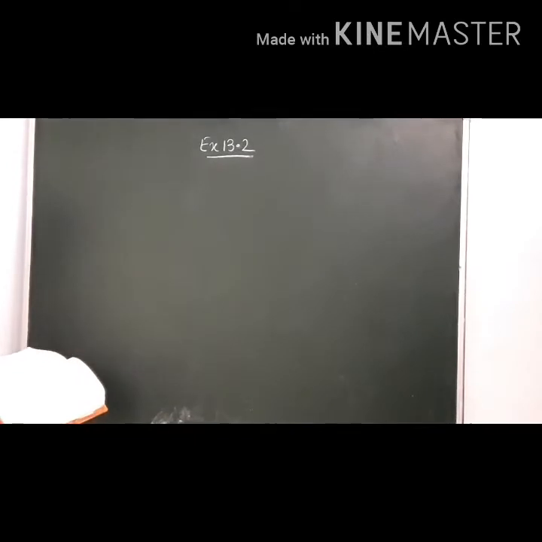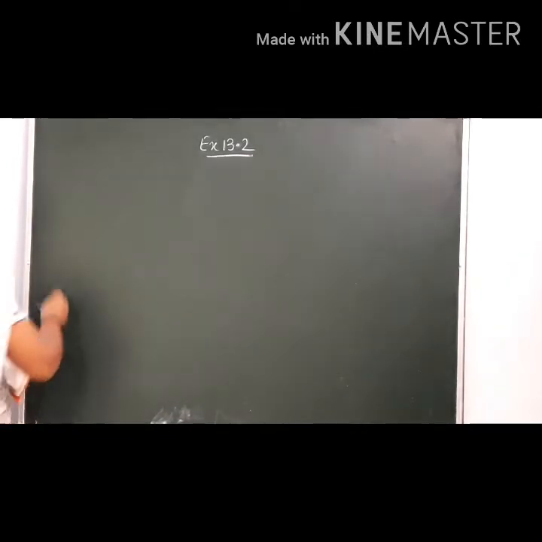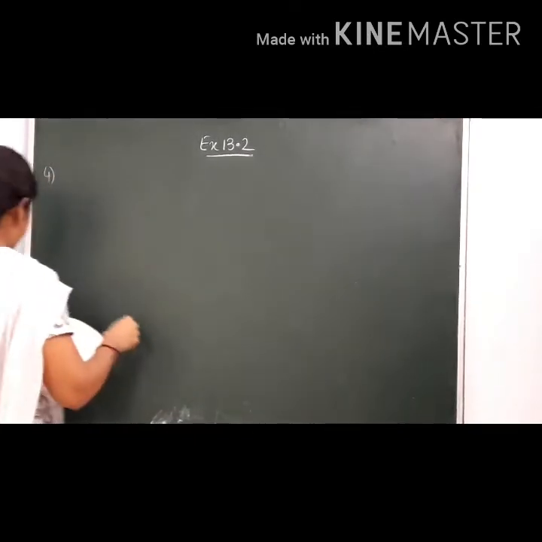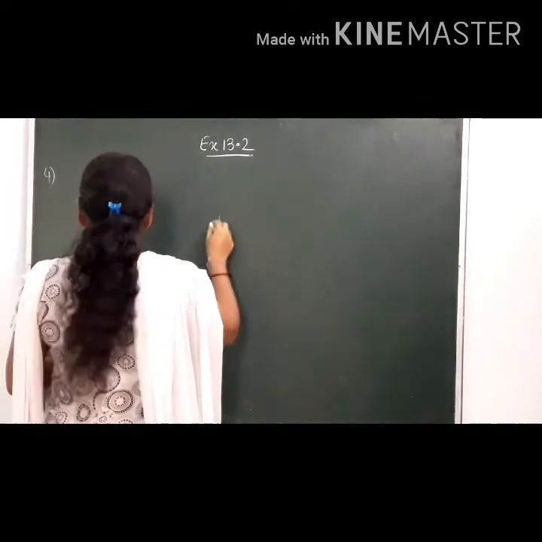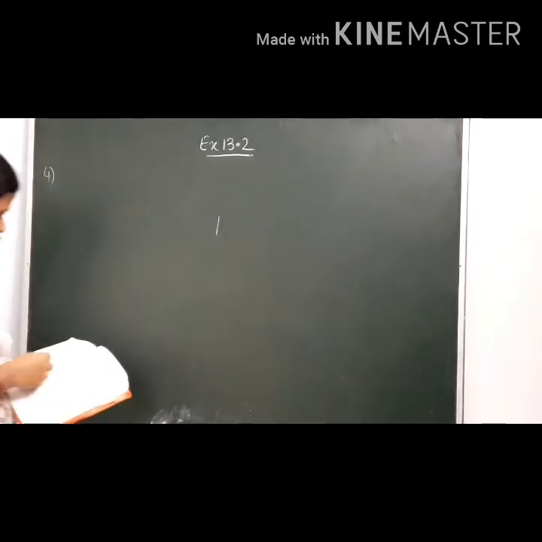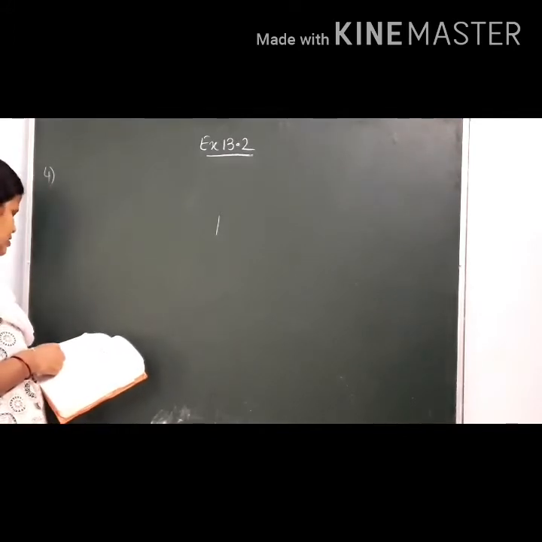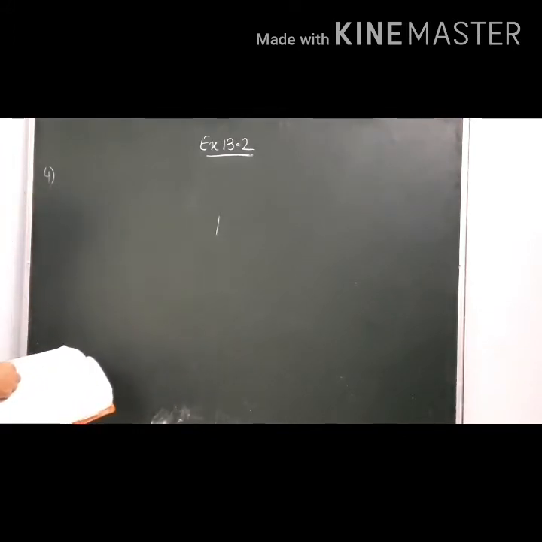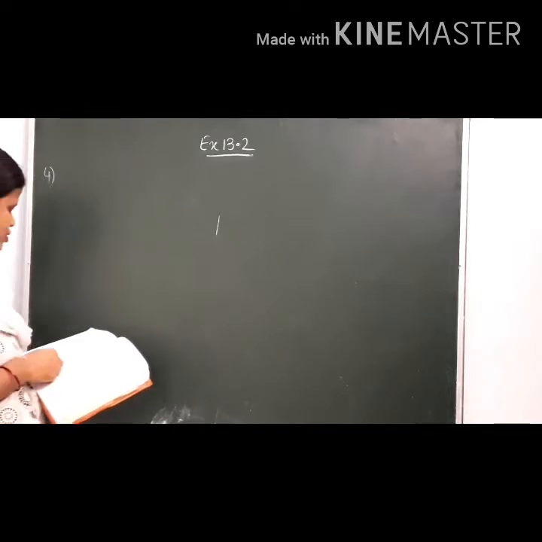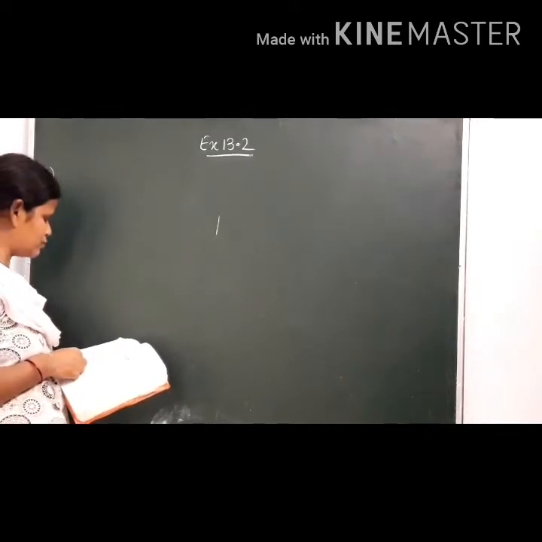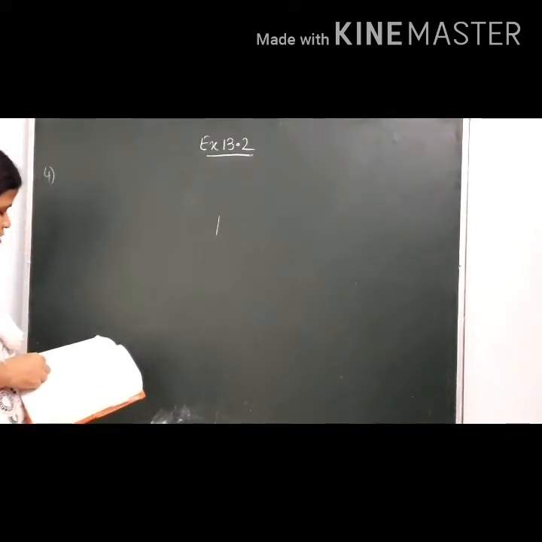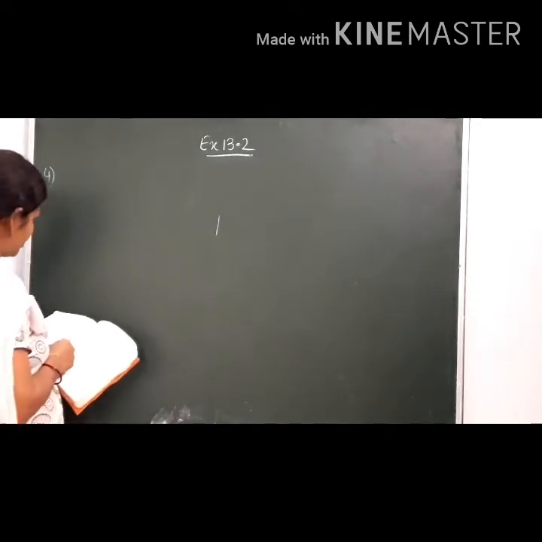Question number 4 of exercise 13.2. What is given here? A pen stand is made up of wood in the shape of a cuboid with 4 conical depressions to hold pens. The dimensions of the cuboid are 15 cm by 10 cm by 3.5 cm. The radius of each depression is 0.5 cm and the depth is 1.4 cm. Find the volume of the wood in the entire stand.